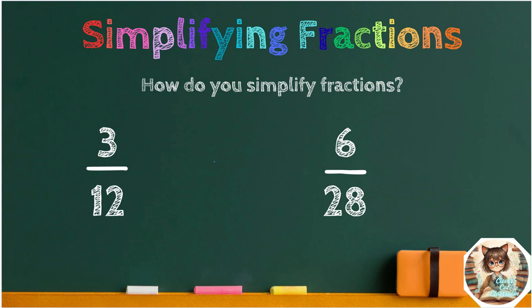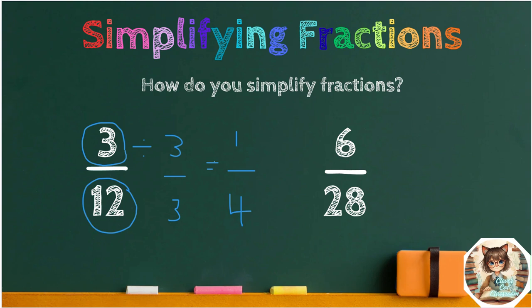Okay, let's have a look at these two. This one here, we have 3 as our numerator, 12 as our denominator. We can divide both by 3. So if we divide 3 by 3, we get 1. If we divide 12 by 3, we get 4. So the reduced fraction is 1/4.